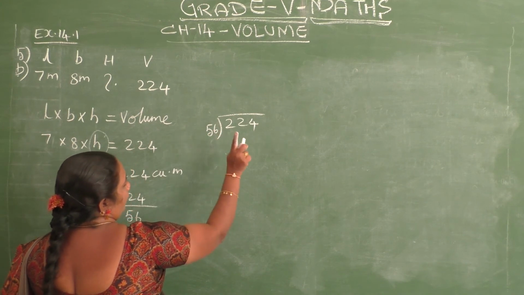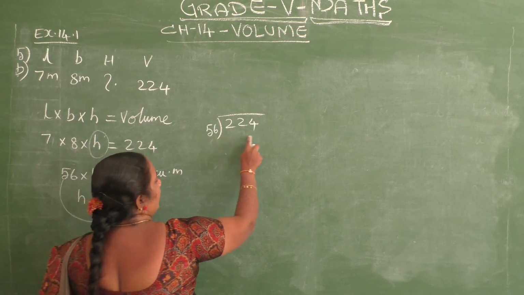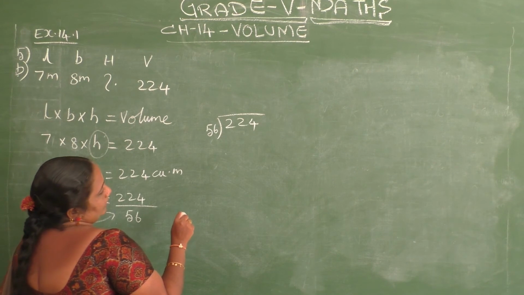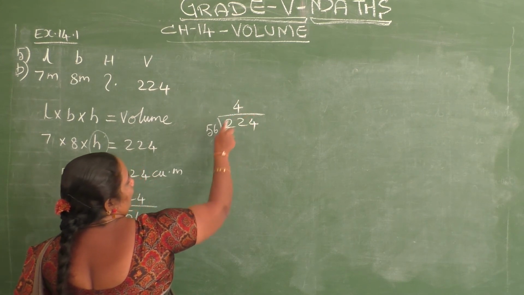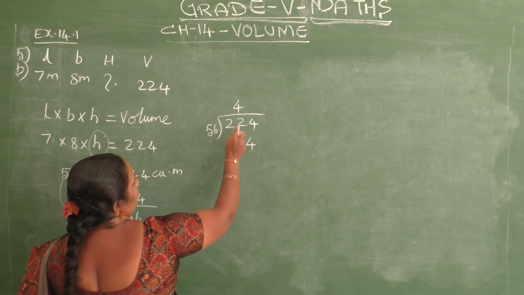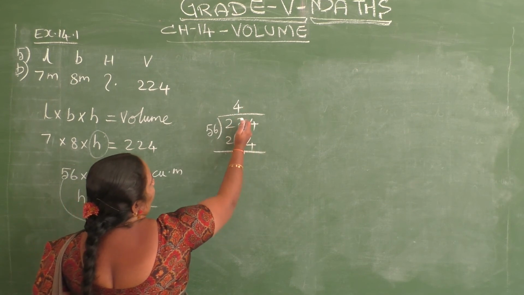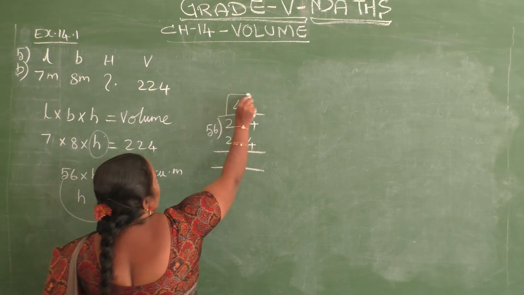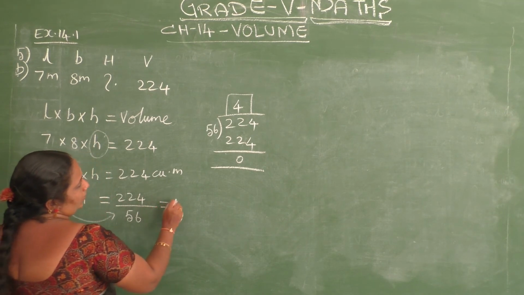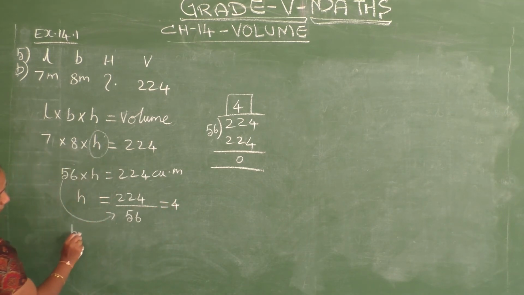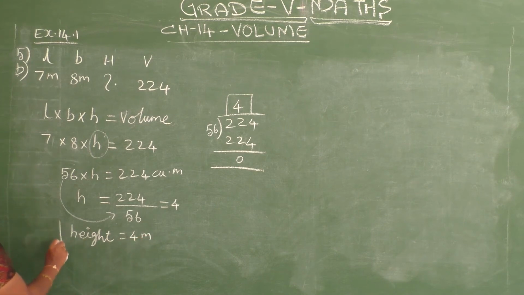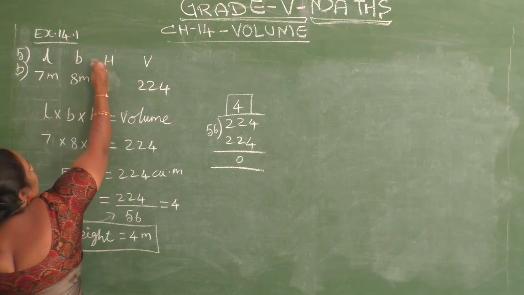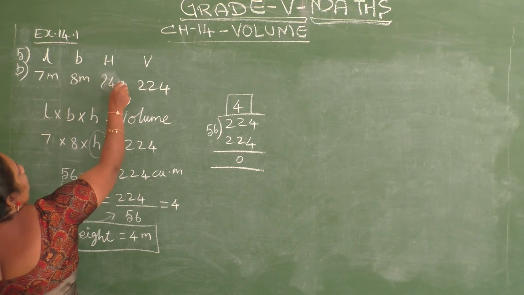See, 2 is the smallest number, we can't do. 22 also is a smaller number, we can't do. Then we have to take 224 only. 4 6s are 24. So I will try four times. 4 6s are 24, remaining 2, 4 5s are 20, 20 plus 2 is 24. Listen, it will come 4 times for 224. That means this 4 is the height. What is the height? 4 is the height. So height equal to 4 meter. You have to work out this full sum, then only we can find out the 4 meter.